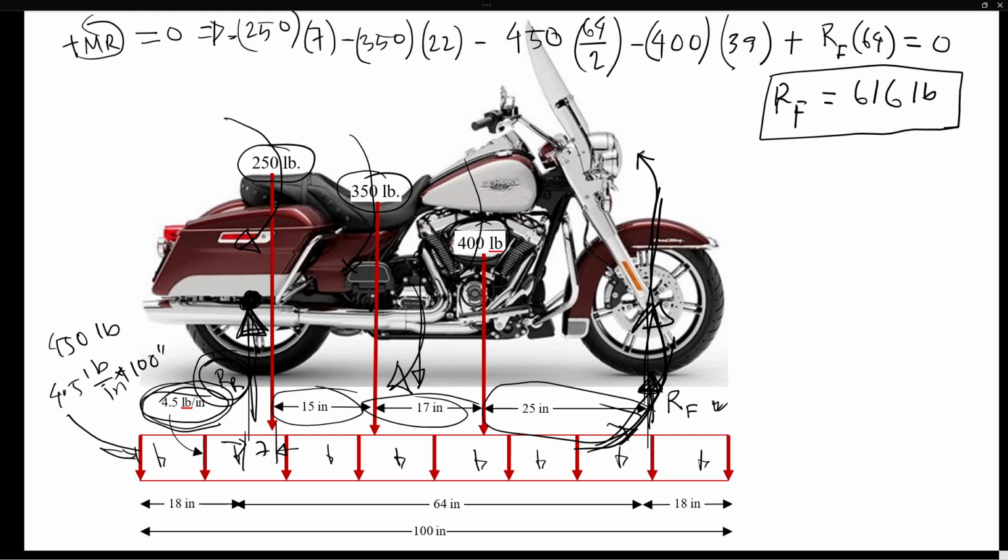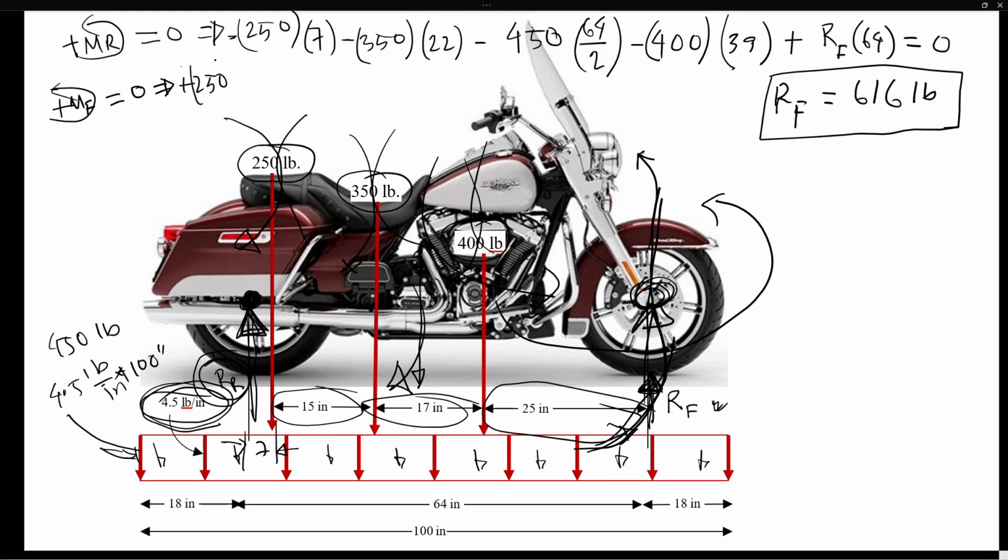Now to calculate the rear wheel reaction force, you do the exact same thing, except you take the moment with respect to the front wheel instead of the rear wheel, and you sum everything, and everything will sum to 0. It's statics, it's not rotating in any direction. Now, with respect to the front wheel, all this external loading, the passenger, the rider, the engine, the chassis, everything will do a counterclockwise moment. So that will all be positive.